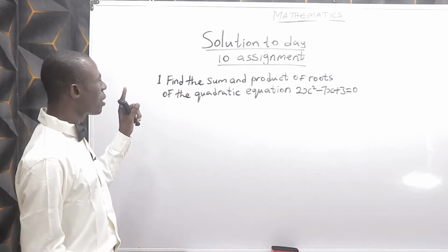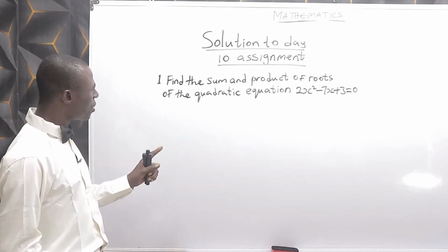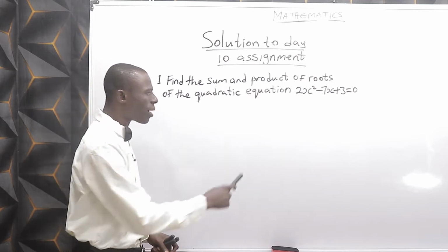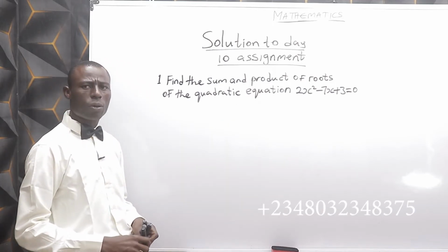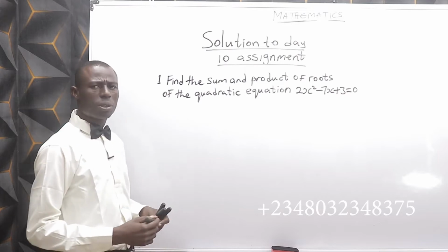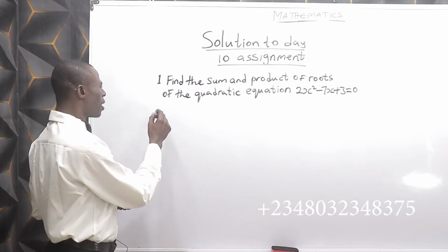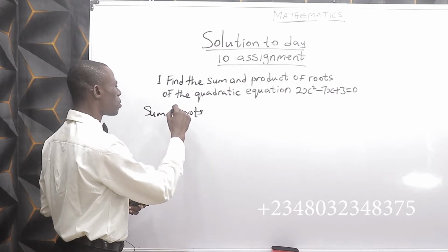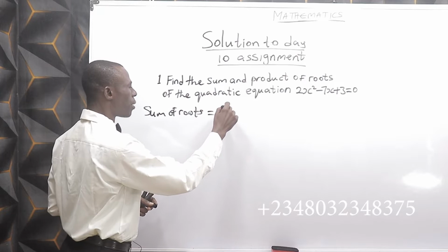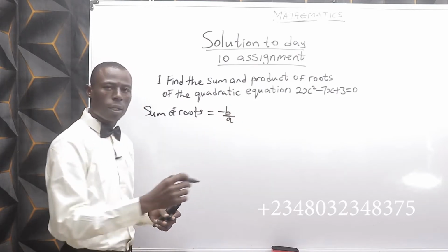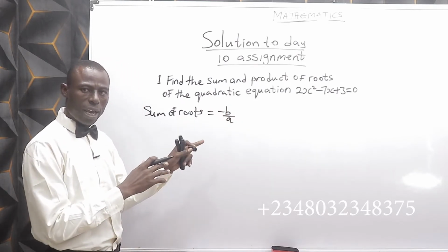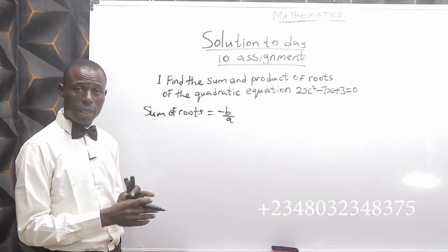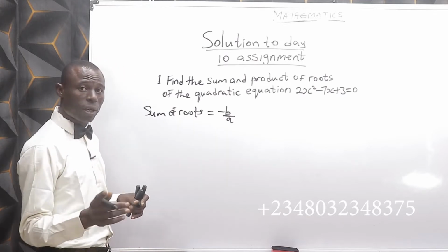The number one question in the assignment is, find the sum and product of roots of the quadratic equation 2x squared minus 7x plus 3 equals 0. How do we do that? Don't forget, sum of roots is equal to minus b over a. I have taught you how we derive this, and even if you forget the derivation, don't forget the formula. But you shouldn't forget either of them.